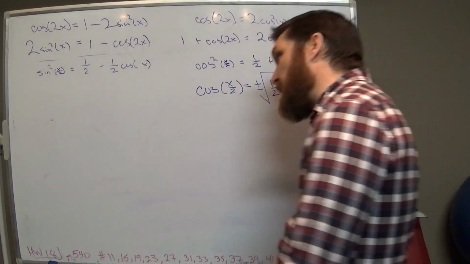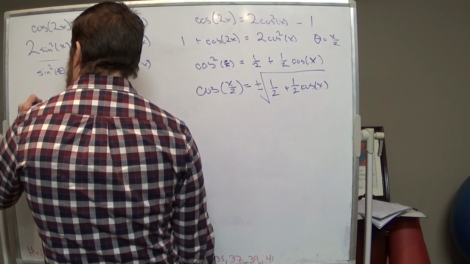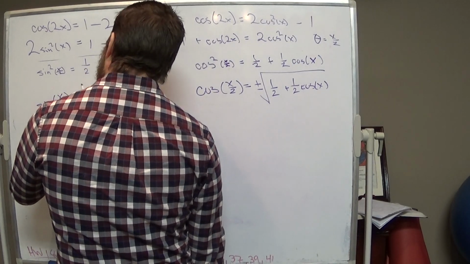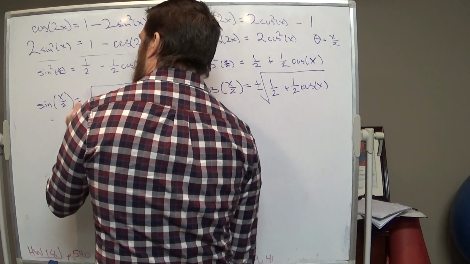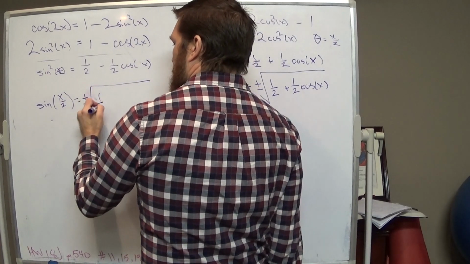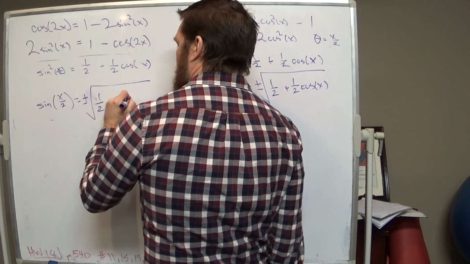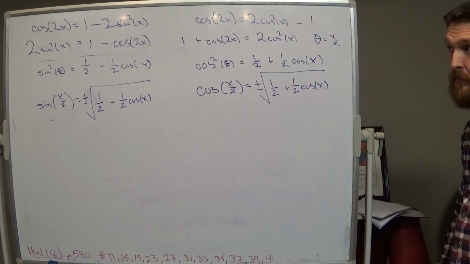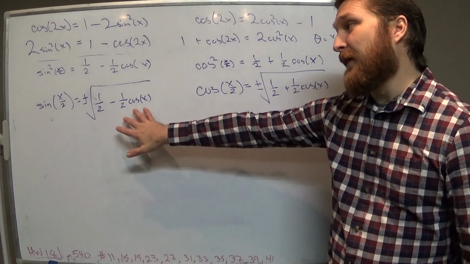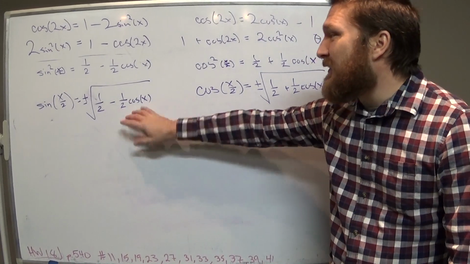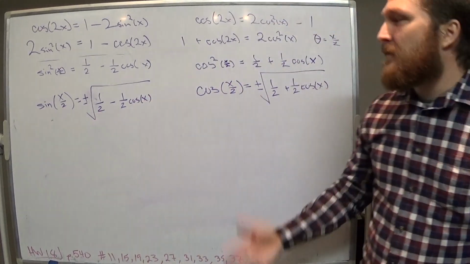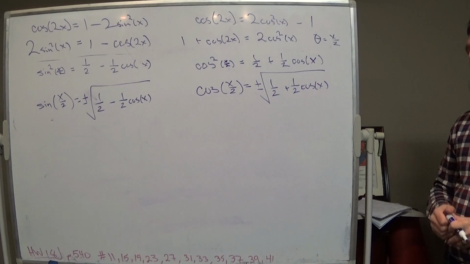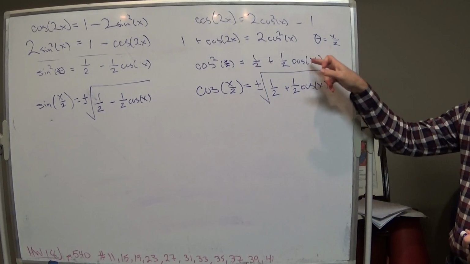And I could take a square root of both sides, and I would have sine of x over 2 equal to plus or minus the square root of 1/2 minus 1/2 cosine x. This could also be useful in calculus. If you're trying to integrate this, good luck. But then you go, that's that. And so, yeah, that's cool. But anyway, you won't see that very often. These are the ones you want to remember.